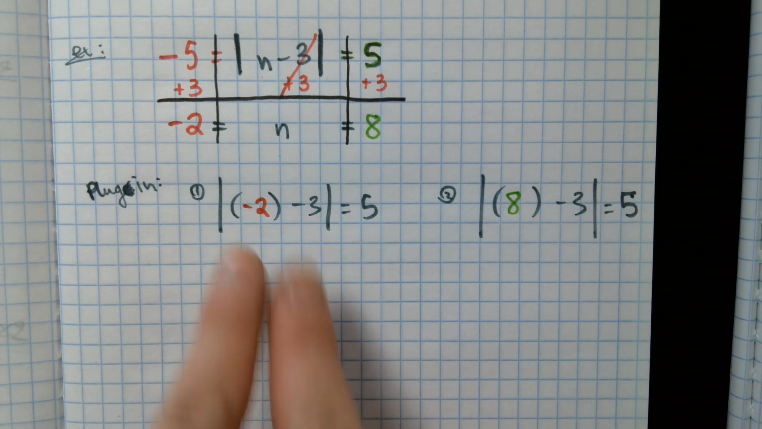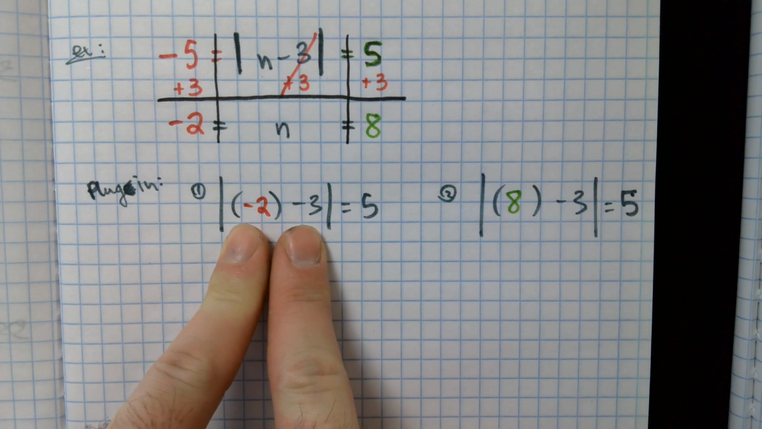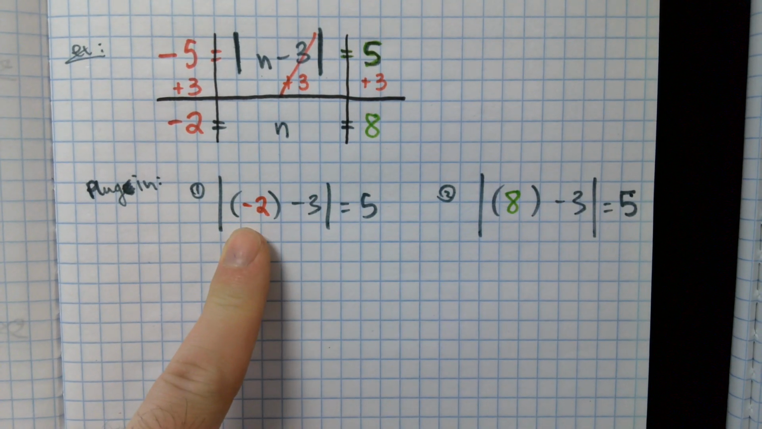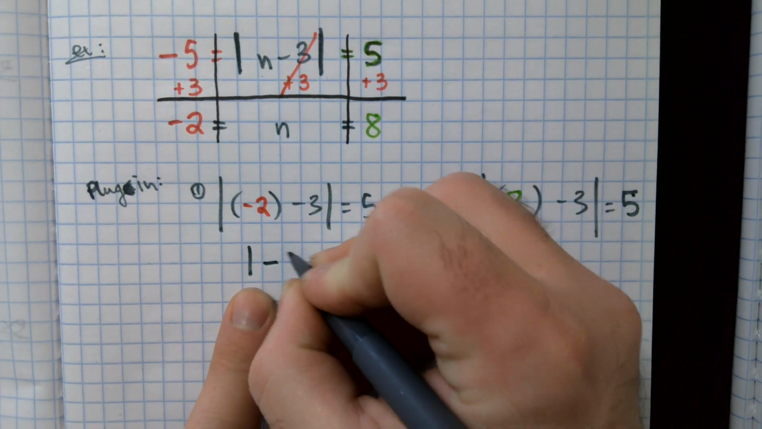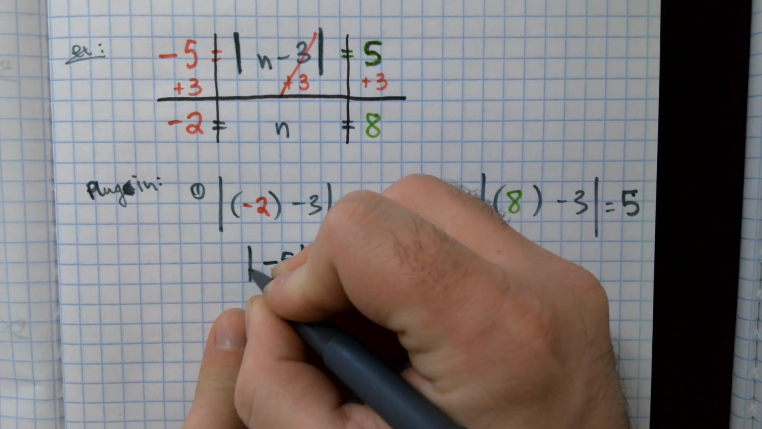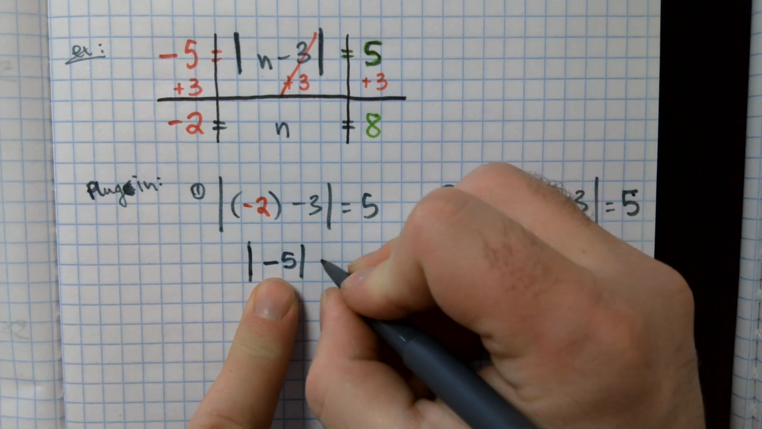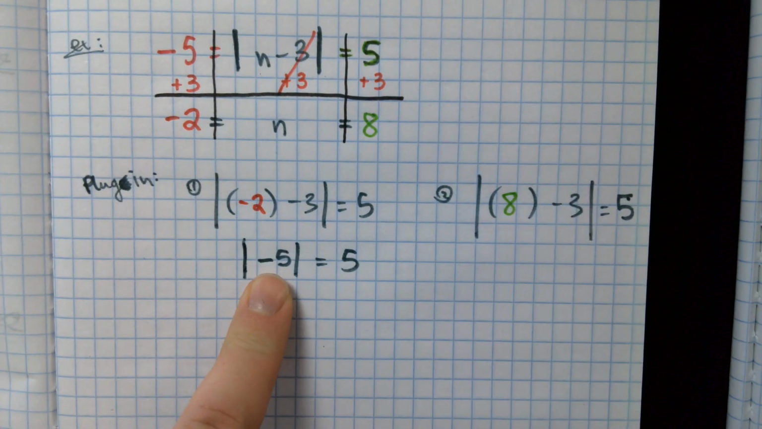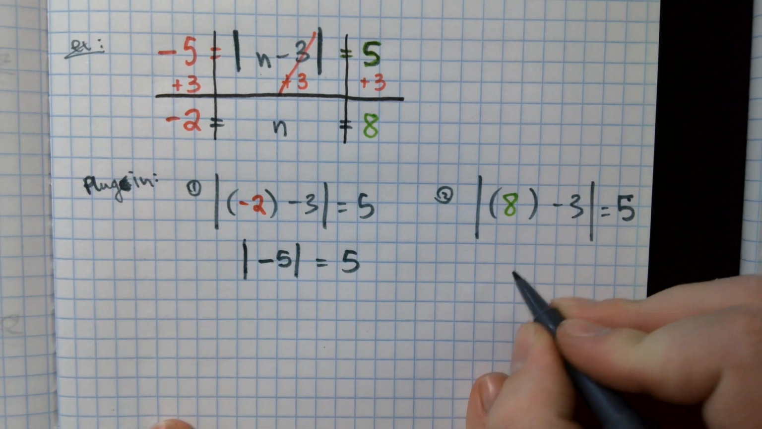What is negative 2 minus 3? Negative 2 minus 3, you guys don't know that? Negative 5. If I spend $2, then spend $3 more, I've spent $5. What about 8 minus 3? What would that give me? That's positive 5.